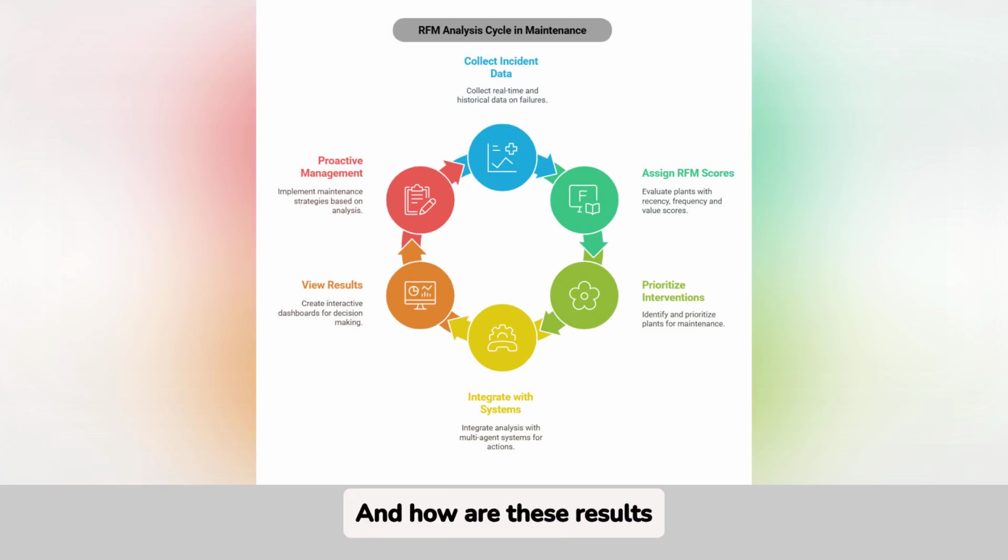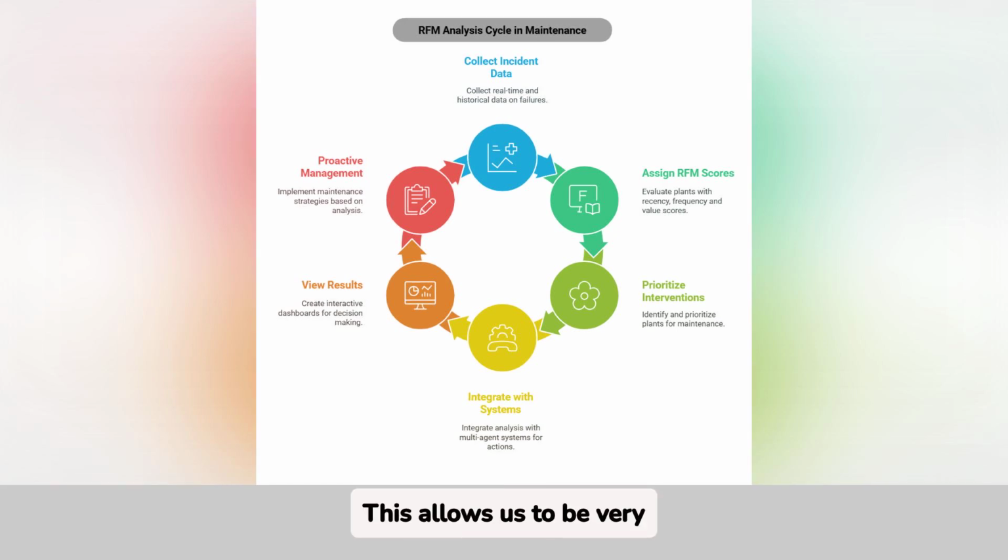And how are these results visualized so that the team can make quick and effective decisions? The results of the RFM analysis are integrated into the reporting and visualization agent, which generates interactive dashboards. These dashboards display key indicators, such as the RFM index for each plant, comparative graphs and alerts for facilities exceeding certain critical thresholds. Thus, the maintenance and operations team can see at a glance which areas require immediate intervention. These dashboards also include predictive analytics and automatic recommendations, allowing maintenance managers to act more quickly and safely.